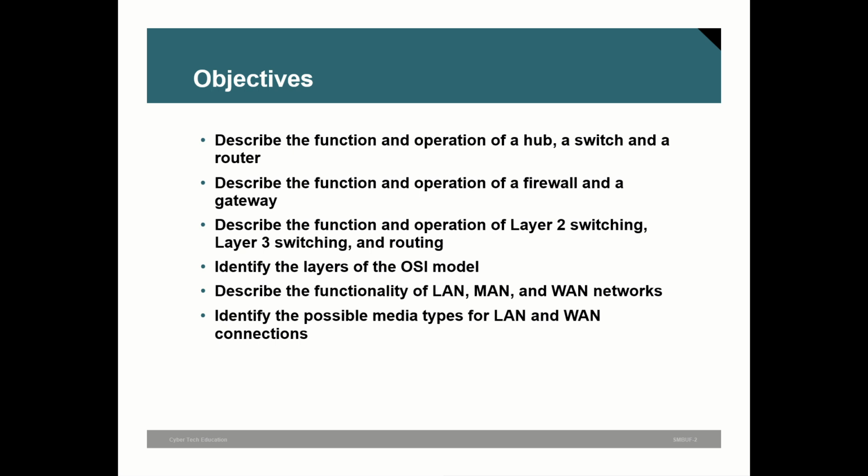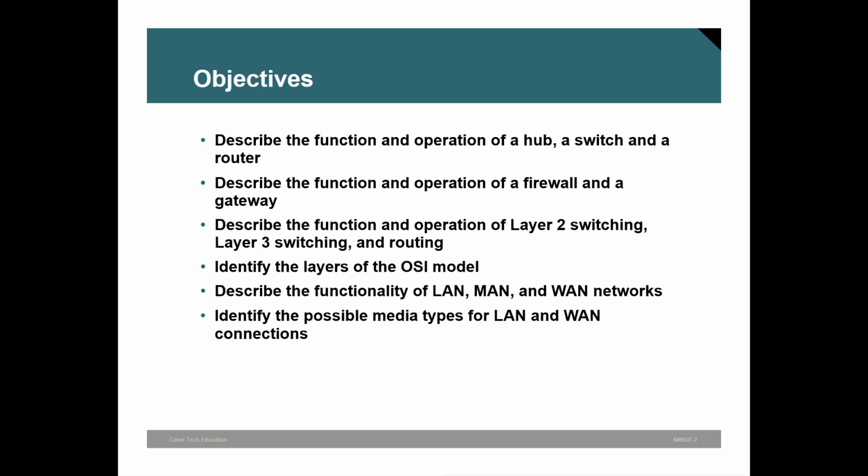So in this we will be having this set of objectives, right? One is to describe the function and operation of a hub, a switch and a router. Then followed by, we'll be having a discussion on the function and operation of a firewall and a gateway. Then on the third, we'll be having a description about the operations, or we can say function, of layer 2 switching, layer 3 switching, and also followed by routing.